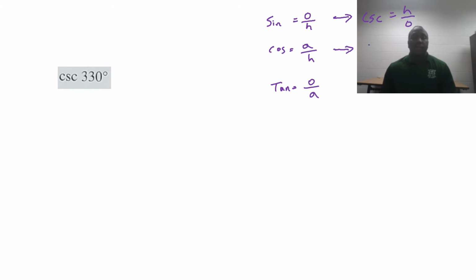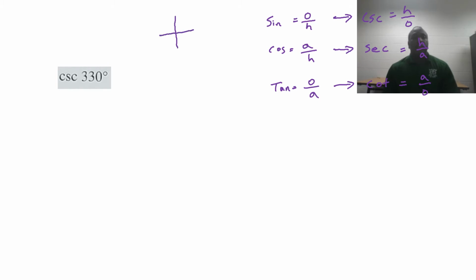Cosine has a reciprocal. That's called the secant. For secant, it would be hypotenuse over adjacent. So we're just flipping the fraction basically. And for tangent, the reciprocal is the cotangent. So if tangent is opposite over adjacent, then cotangent is adjacent over opposite. So let's see how we can use this to help us work out what the cosecant of 330 degrees is.